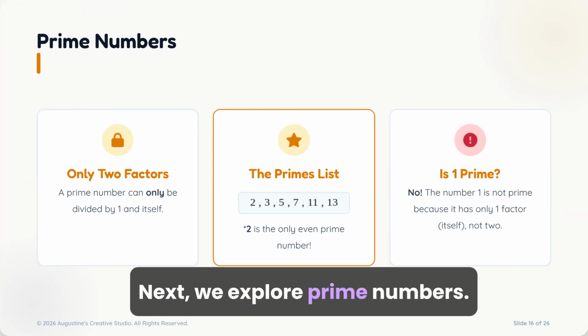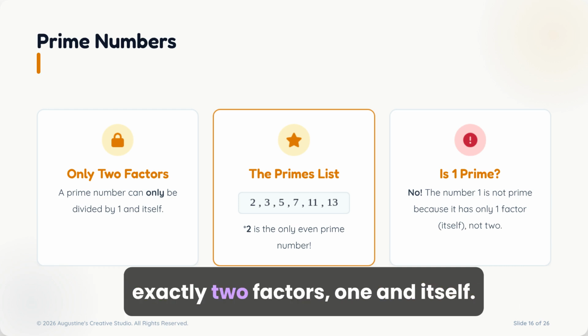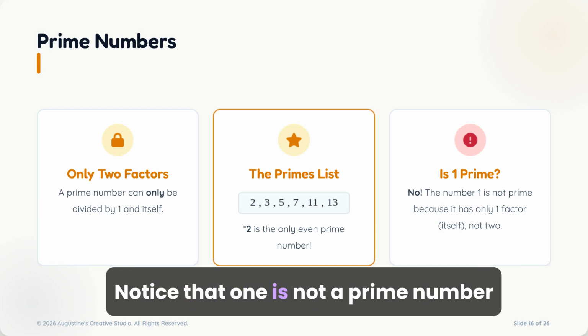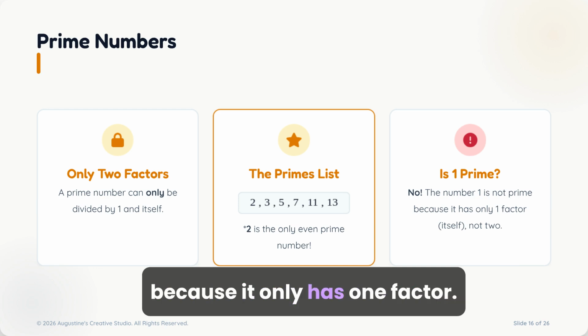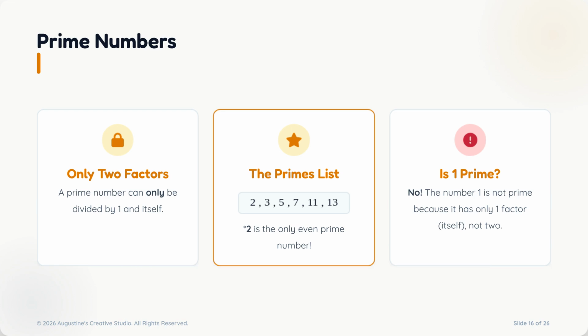Next, we explore prime numbers. A prime number is special because it has exactly 2 factors, 1 and itself. Notice that 1 is not a prime number because it only has 1 factor. Also, remember that 2 is the only even prime number.